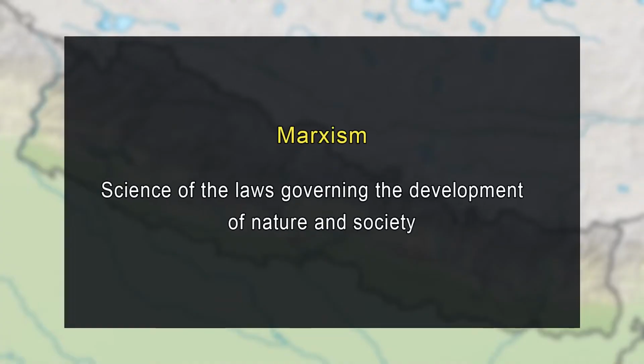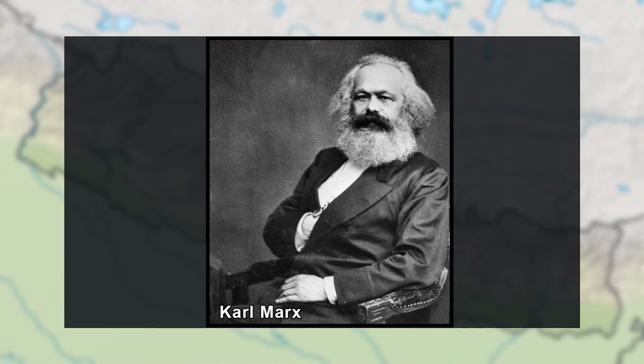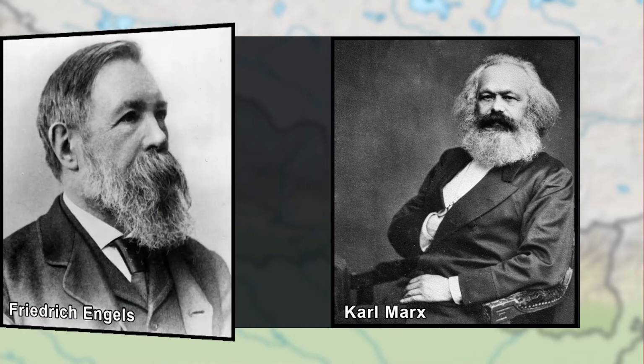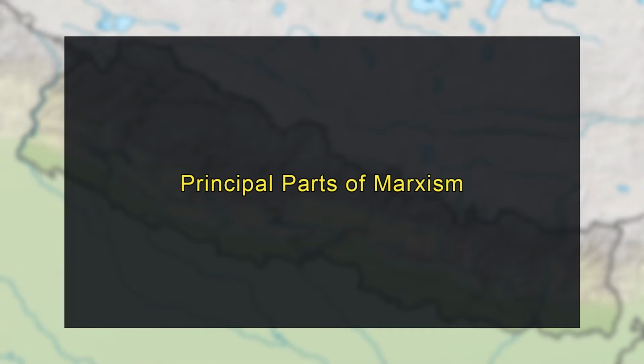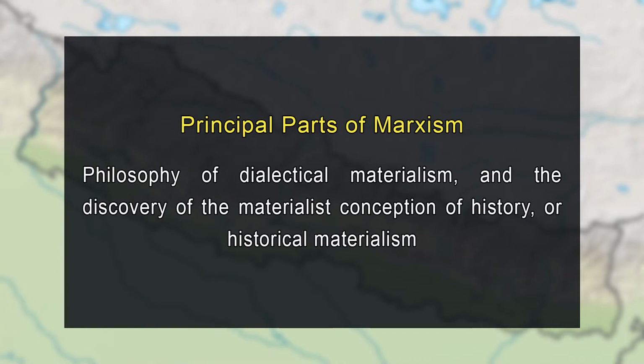To begin with Marxism, it has been defined as the science of the laws governing the development of nature and society. Marxism was first worked out by Marx with the help of Engels more than 150 years ago. The principal parts of Marxism are 1. The philosophy of dialectical materialism and the discovery of the materialist conception of history or historical materialism.